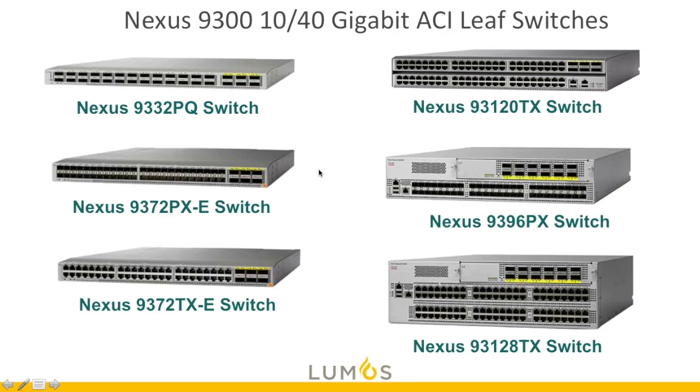So here are the 9300 10 and 40 gigabit leaf switches. First off, we have here the 9332PQ switch. So that has 28 ports. It's kind of hard to read there, apologize. 28 ports of 40 gigabit per second connectivity down to your endpoints. Again, it could be an external router, it could be a firewall, load balancer, etc. And then we have 6 of those going up into the fabric. So we have 32 ports total.